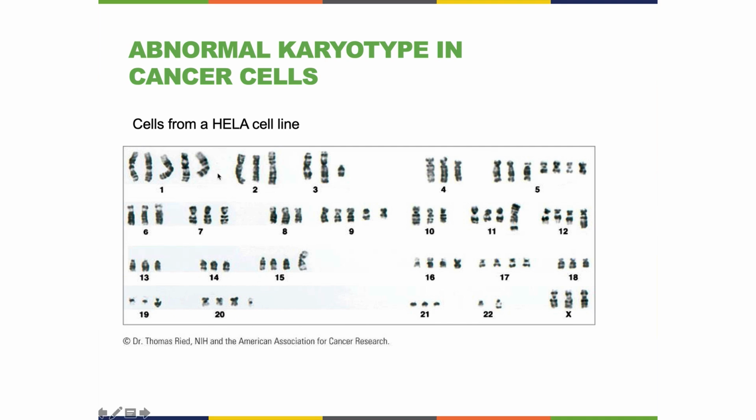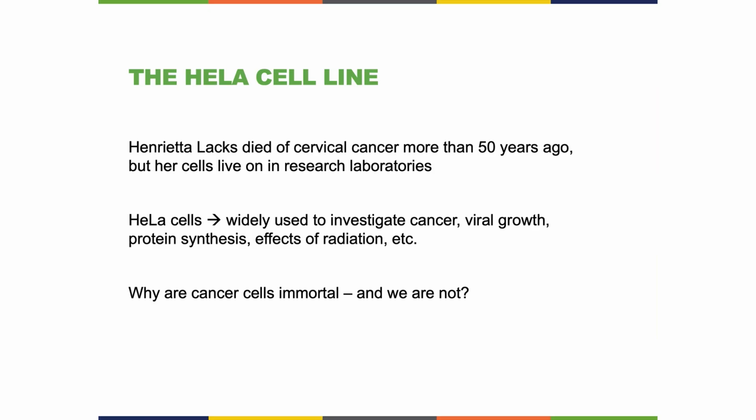There's 5 of number 1, there's 3 of 2, 3 of 3, 3 of 4, there's 7 of number 5, and some of them have been damaged. And the only one there's 2 of is number 22. Okay? So we can look at the karyotype and very quickly identify a cancer cell as being abnormal in terms of the chromosome arrangement.